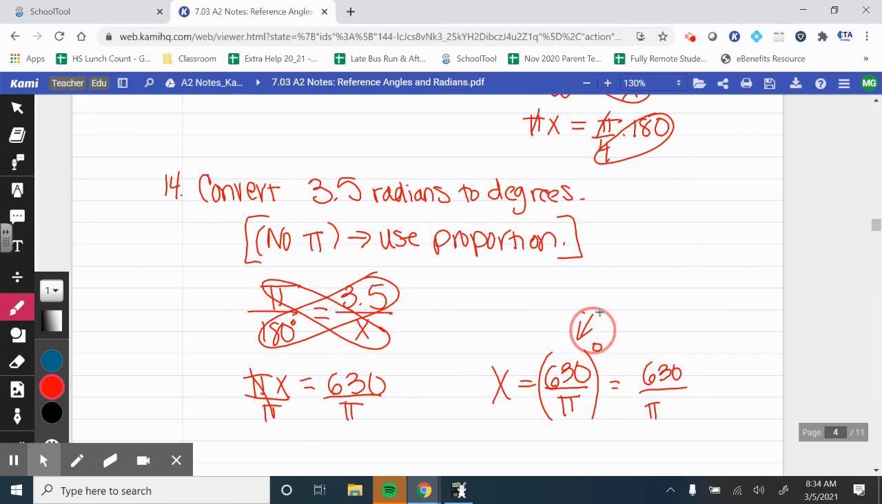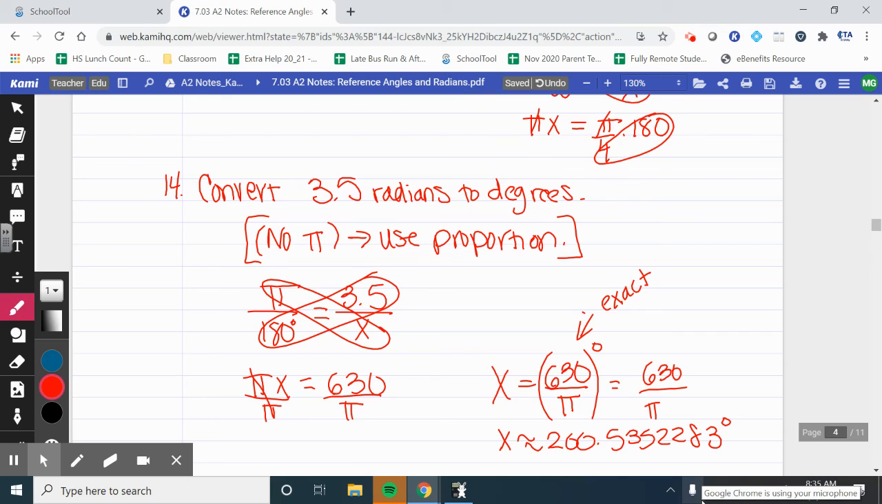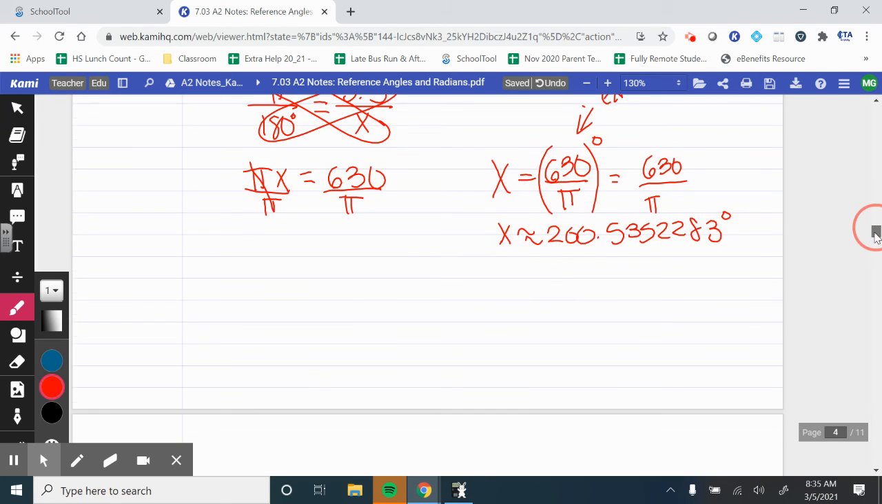So this right here is exact, and then the approximation, you could write out your entire decimal, would be 200.5352283 degrees. And that is an approximation.